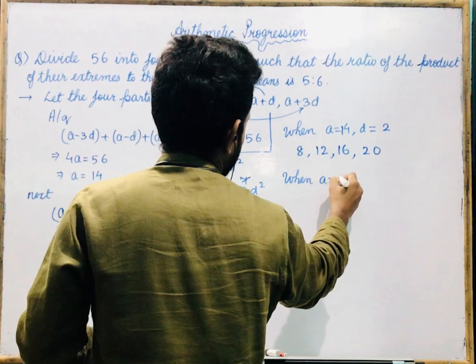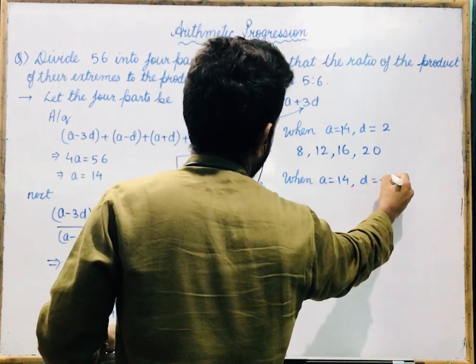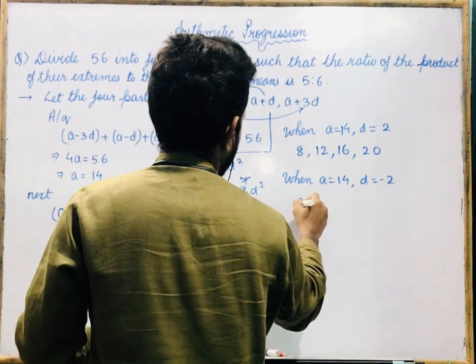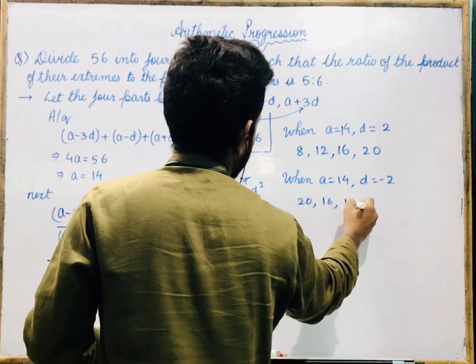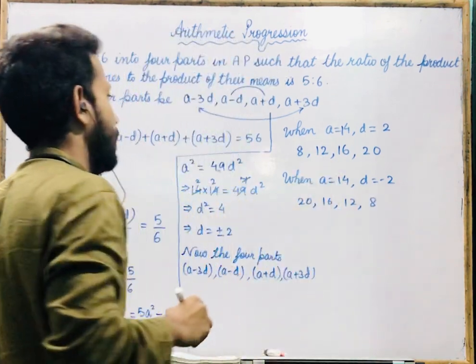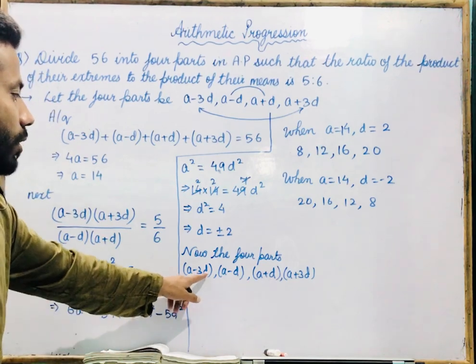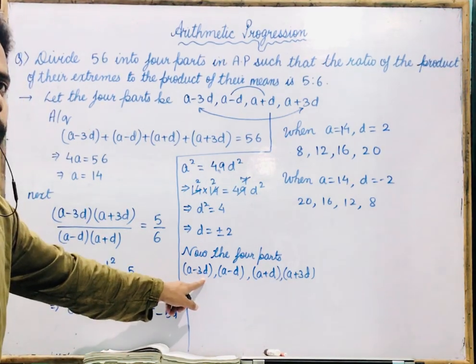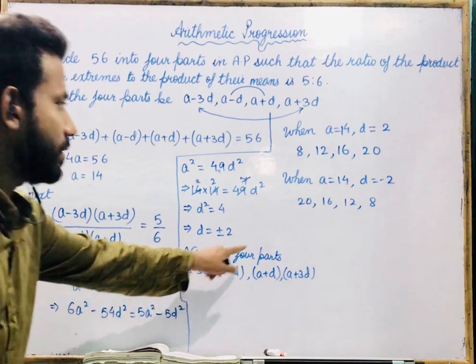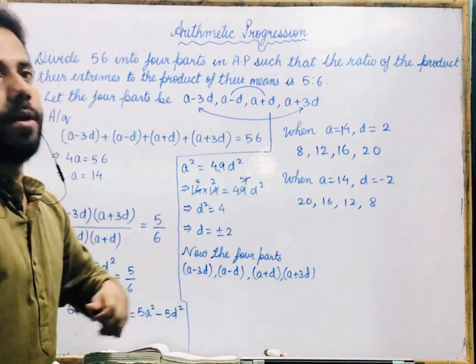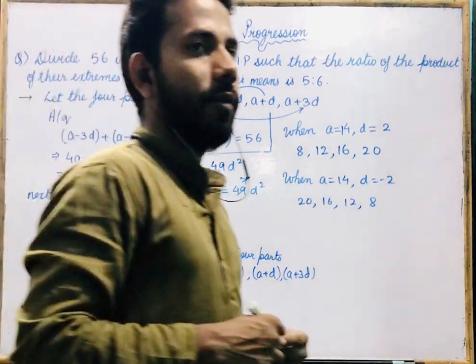When A equals 14 and D equals minus 2, it is 20, 16, 12, 8. Look, this is what comes, no? When A equals 14 and D equals minus 2, minus 3 into minus 2, that is plus 6, 14 plus 6, that is 20. So is this question clear to everyone?